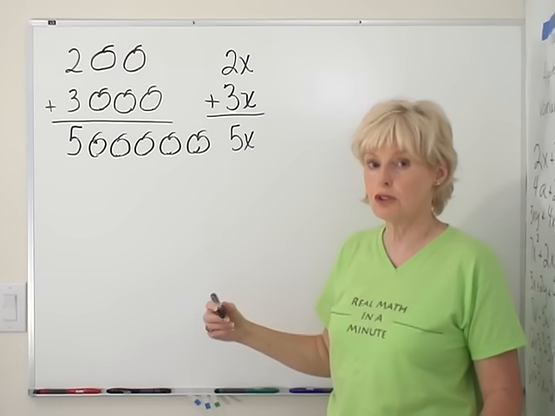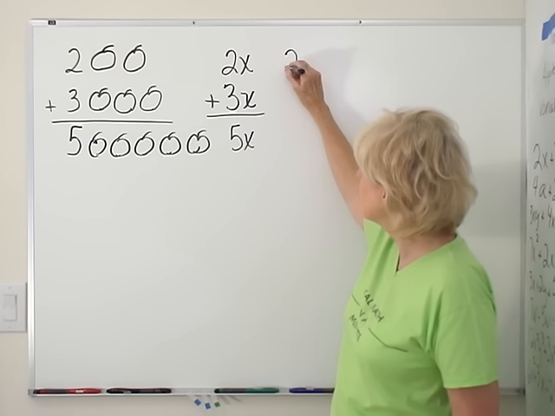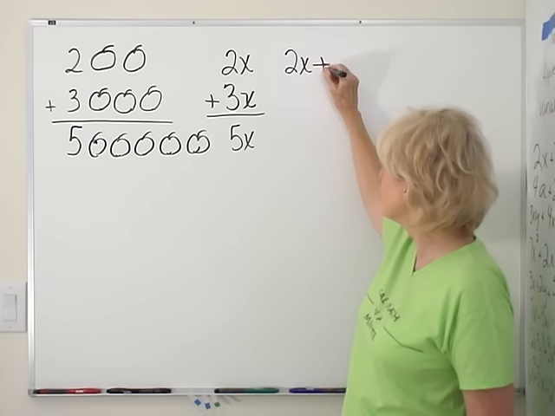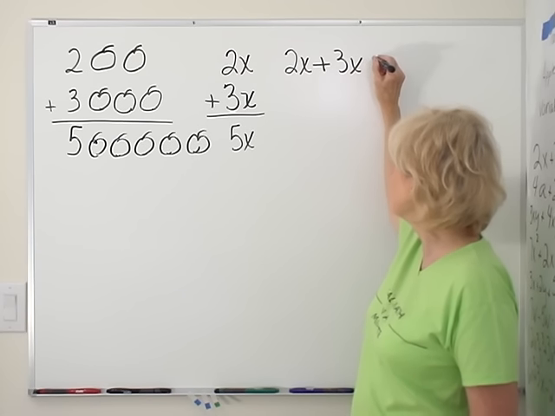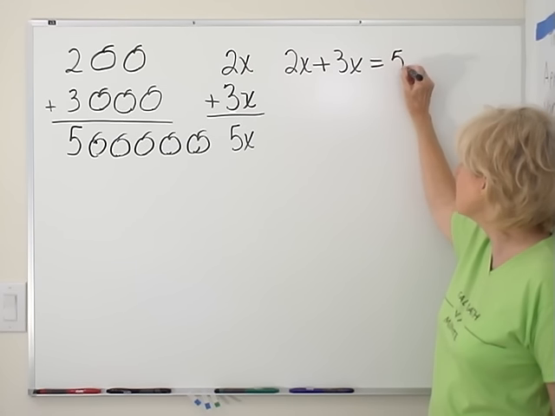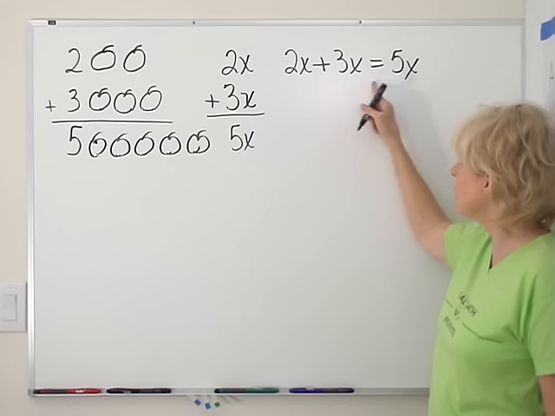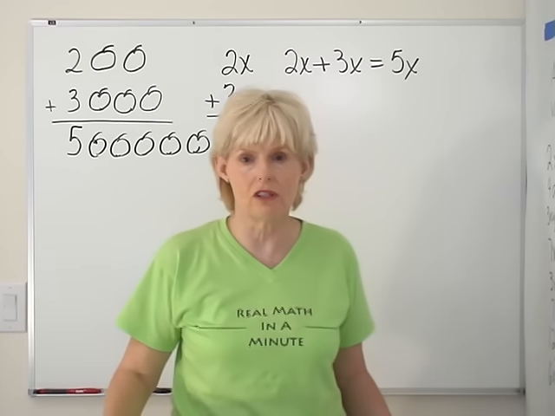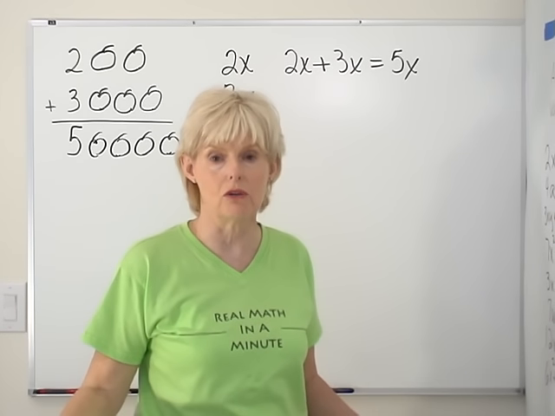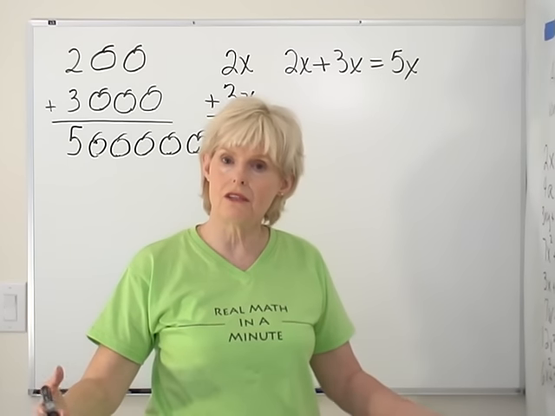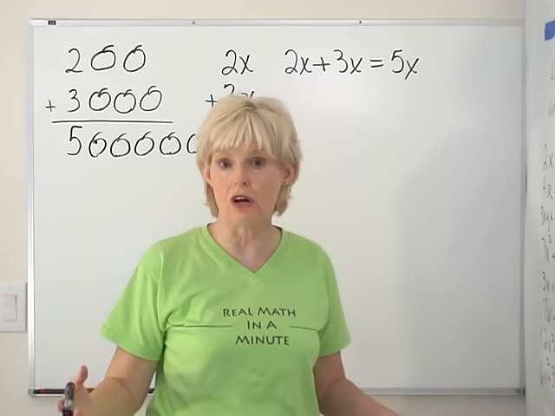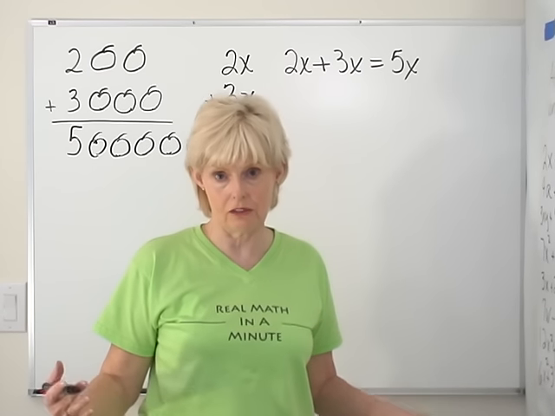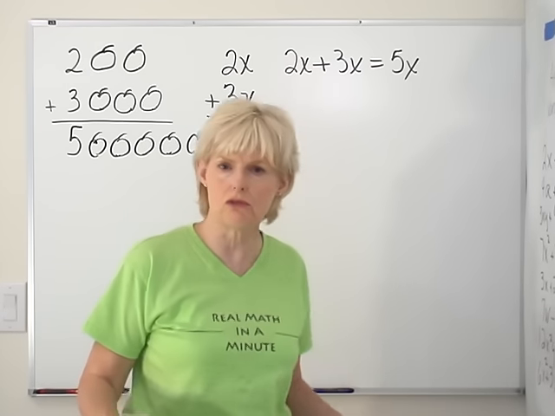In algebra, usually we write it this way. We write 2x plus 3x, and then we answer 5x. And we usually write it this way rather than up and down, but it really doesn't matter. So let's just practice a couple more of those, remembering that the main idea is that we can add those things which are alike and only those things which are alike. So let's do some of those.